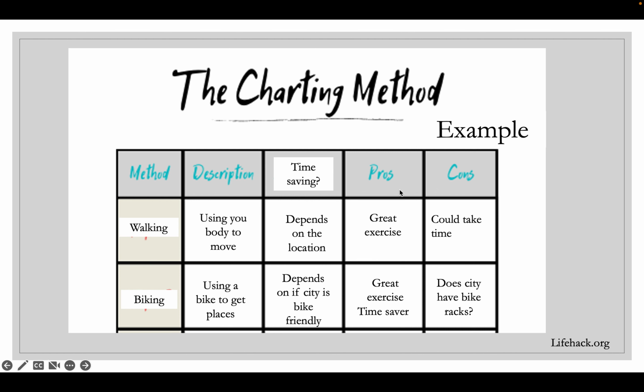Then I wanted to see kind of what kind of pros and cons for walking versus biking. So for walking, it's great exercise. Biking, a pro is that it's great exercise and it's a time saver. A con of walking is that it could take some time to get to places. A con of biking is, is the city bike friendly? Does it have bike racks, etc.? So this is kind of for when you're using a lot of facts and maybe even determining different topics against each other. So this versus that.